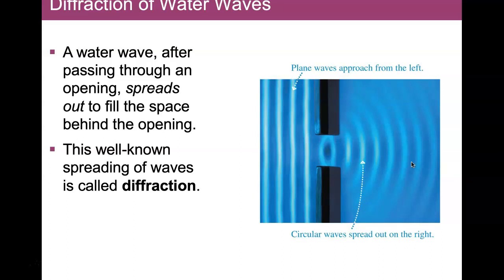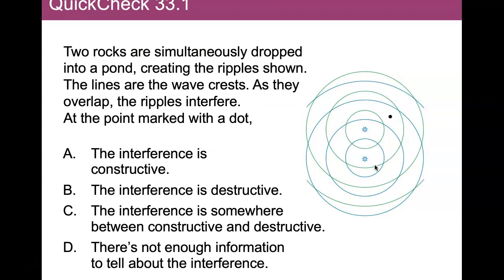But that's not the case with waves. Okay, so as a warm-up, this is a very similar exercise to the type of things we did in chapter 17. So take a look at this and decide what kind of interference you have at that black dot. Pause the video and come back when you're ready.